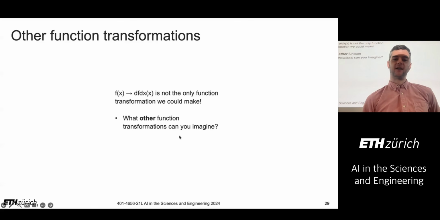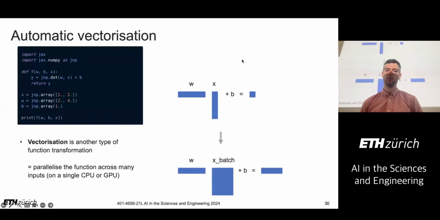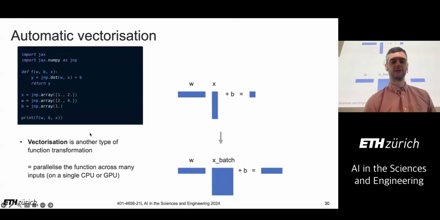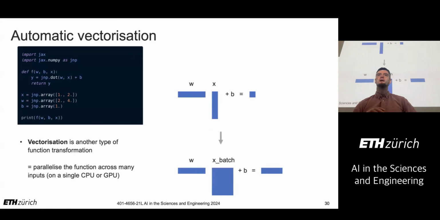So I'm going to talk about some other ones. One is to vectorize the function. This is a very powerful transformation in JAX. Vectorization, you can think of it as simply parallelizing the function across many inputs. But I don't mean parallelizing it across multiple devices, multiple CPUs or GPUs. I just mean parallelizing it so it runs in parallel on a single device, on the GPU.